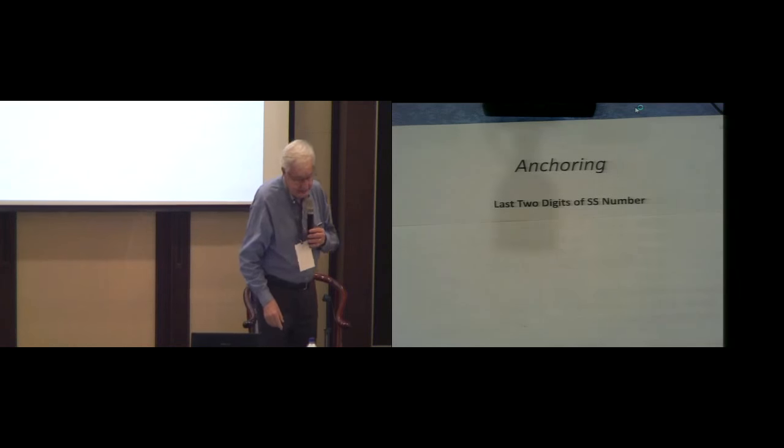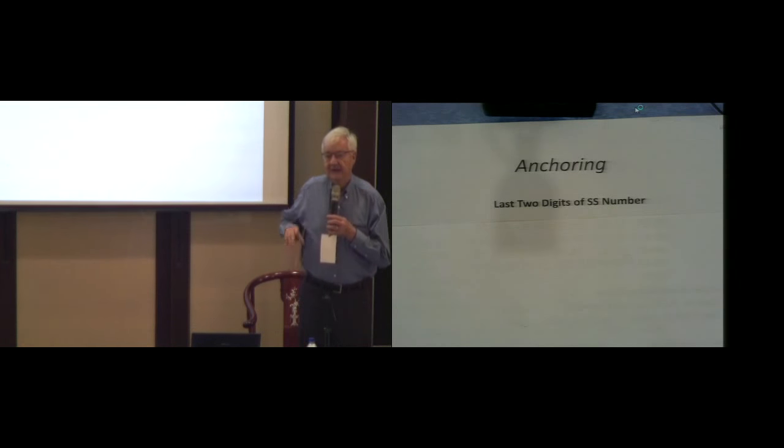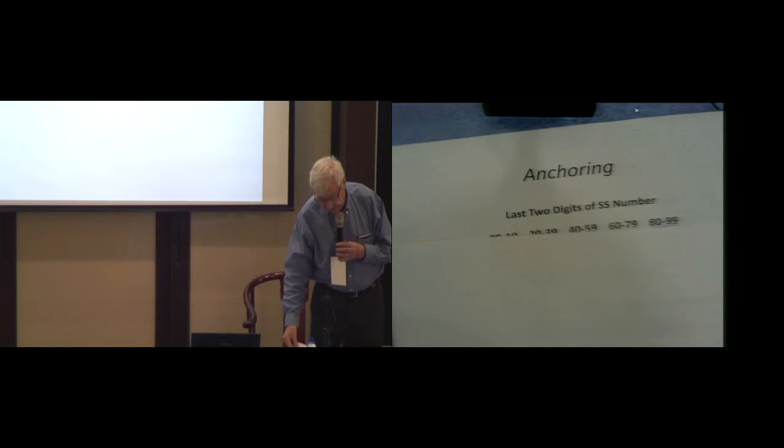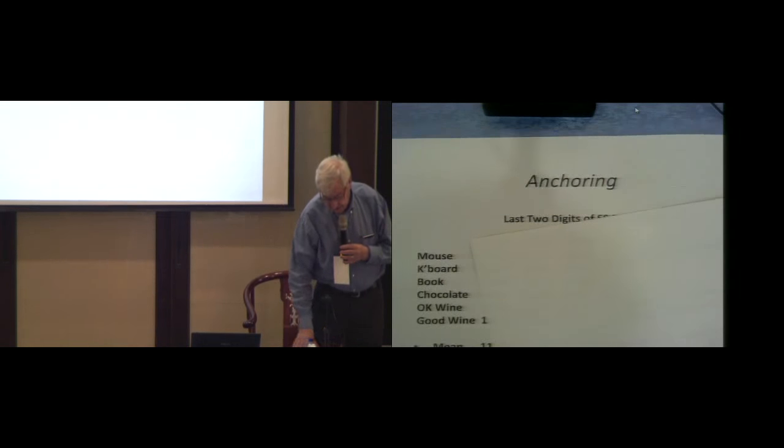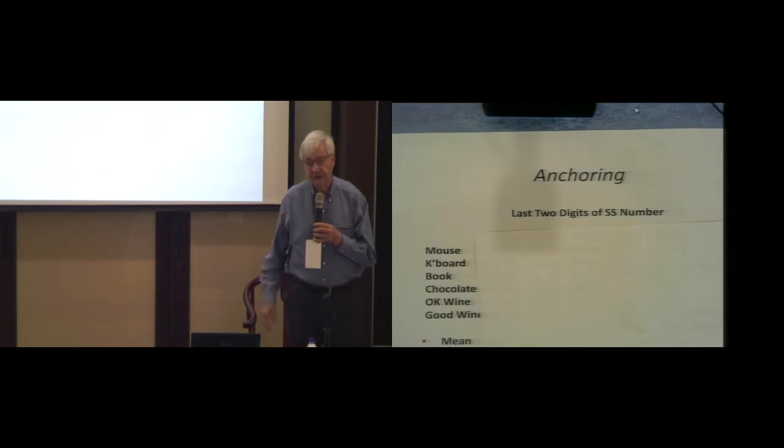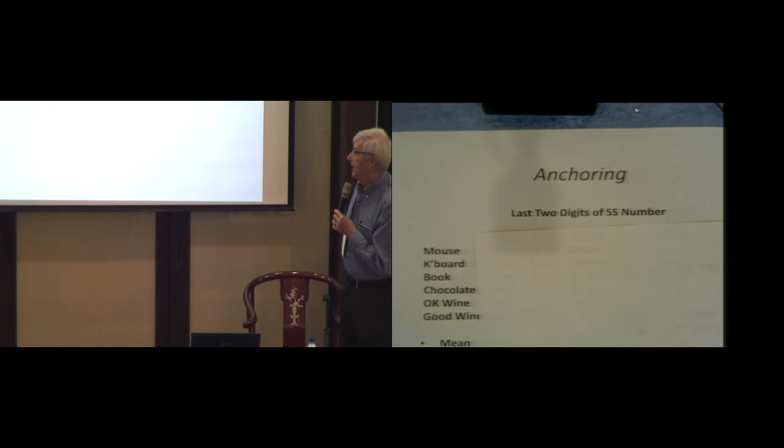Then they said, okay, we're going to offer you a series of goods that you can buy. Tell us how much you're willing to pay for each one of these goods. And the goods were sort of common things. A cordless, this is some years ago, so a cordless mouse, a cordless keyboard, a book, a box of chocolates, a bottle of wine, an ordinary bottle of wine, and a good bottle of wine. Define. Those are the items.